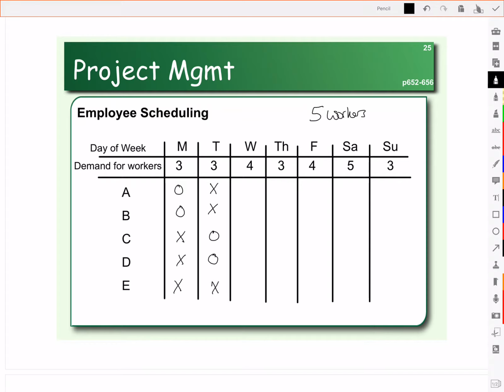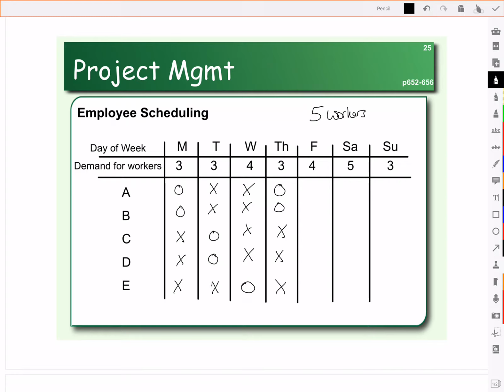All right, on Wednesday, we need 4 people working. We have 5 workers, so that means 1 person gets the day off. And who hasn't got a day off yet? That's person E. Okay, everybody else is working that day. On Thursday, we need 3 workers. We have 5, so 2 people get the day off. So what happens is we give off A and B. They both get the day off, and everyone else works.